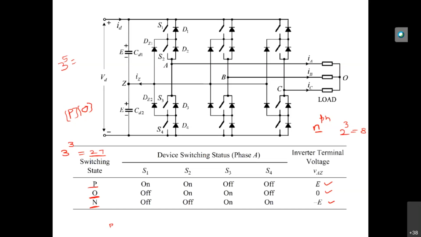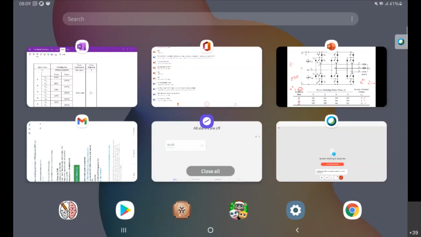Among these 27 switching states, we have several classifications. Then how do we find the space vectors? The procedure is the same as what we discussed for the 2-level inverter. First, we need to change the phase voltages or the pole voltages into the alpha beta reference frame, and after that we substitute the individual values of A phase, B phase, and C phase. After that, you will get the space vectors.